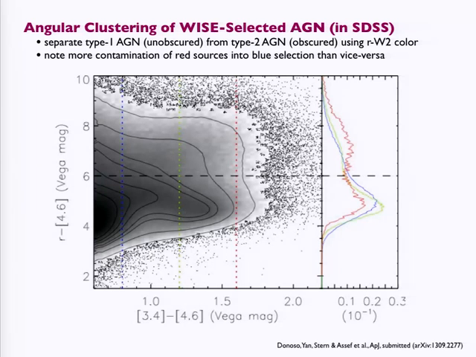We had shown this in previous papers, that the optical to WISE color does a pretty good job of separating out obscured from unobscured sources. You see multiple populations here. Maybe the bluer sources are a little bit tighter distribution, and the redder sources are a little bit wider distribution. So we definitely do get some red AGN, or what we think are obscured AGN, contaminating into the blue sample. Not as much happening in the other direction.